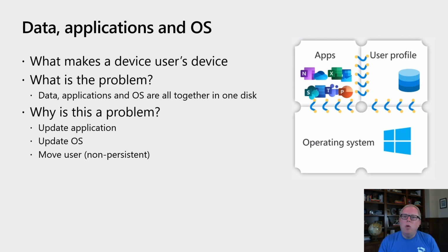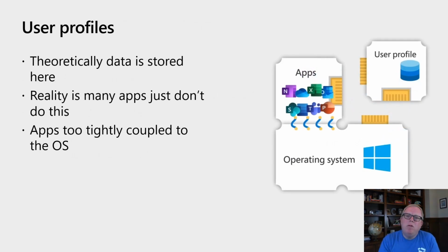And then finally, what if I want to move my user data and I want to go to a different machine? How am I going to be able to do that if the user profile is really not being utilized? Now, of course, all applications should be using the user profile to store their data. But we know, in reality, that most applications just don't do that. And it's because applications are too tightly coupled to the OS. And we, frankly, have not given you a way to move your applications so that the data is stored in the user profile, so it can seamlessly move with the user.